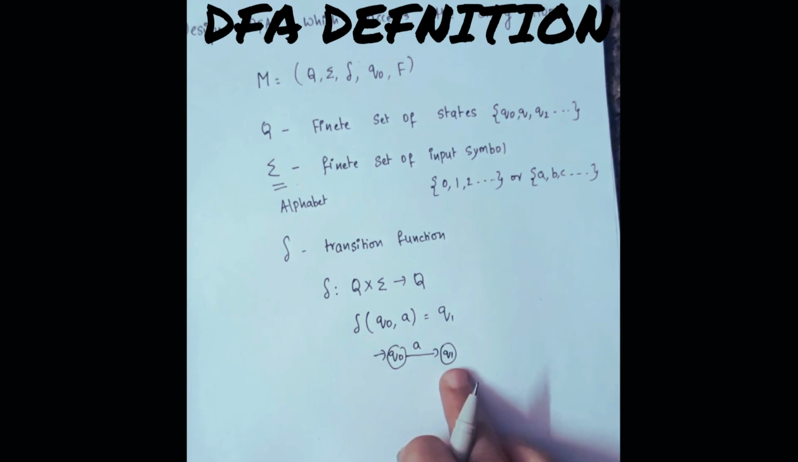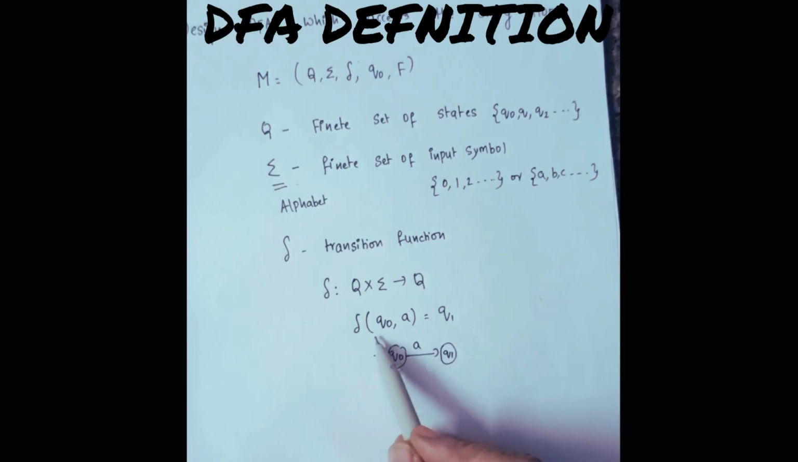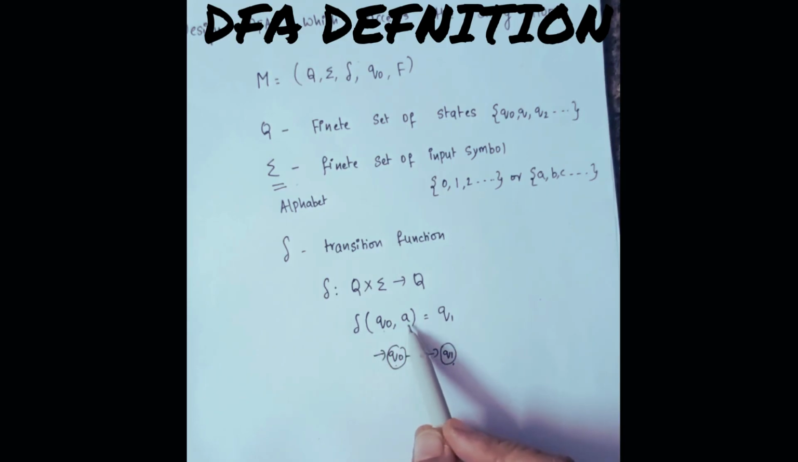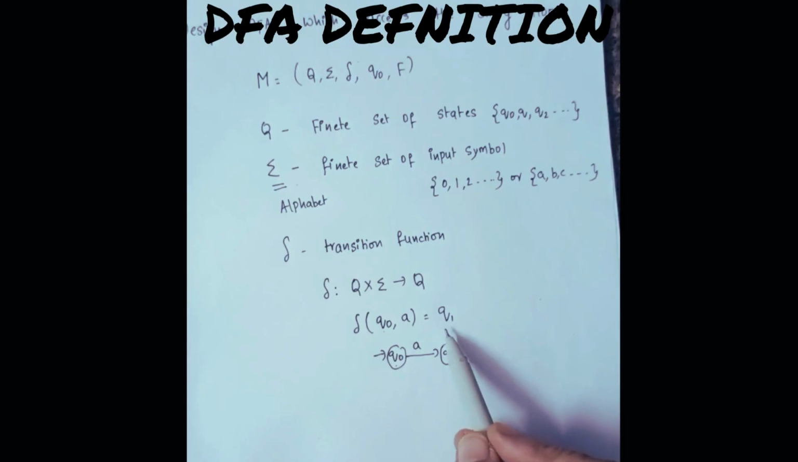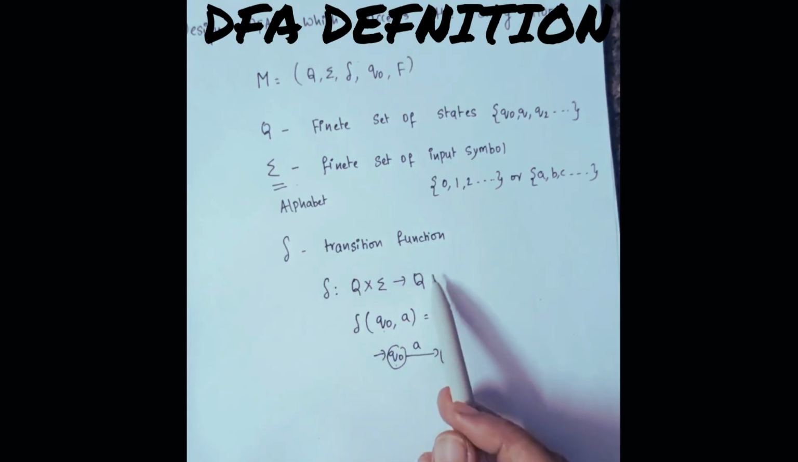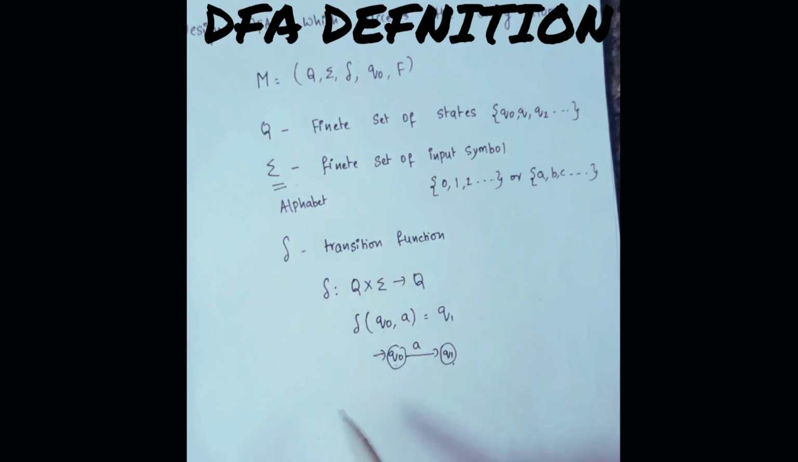This is the transition diagram, and the transition diagram can be written as a transition function in this format. Q naught on reading input symbol a moves to the state Q1. Mathematically, using the transition function, that is delta of Q naught on reading input symbol a going to Q1. Delta of Q naught, a is Q1. In this way we will represent the transition function.